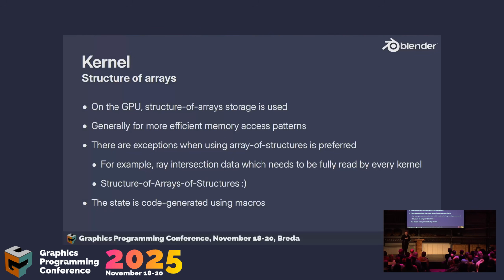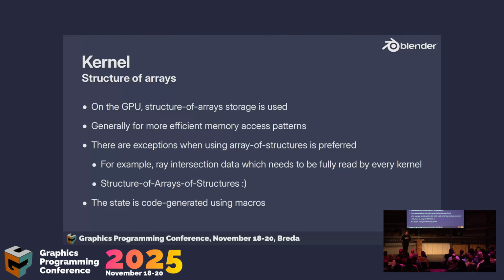There are a few exceptions, when your kernel needs to read the entirety of the structure. For example, the entirety of the ray intersect, where you have a little UV and maybe an object ID. For those cases, it turned out to be more efficient to store the data as an array of structures. So overall, it becomes a structure of arrays of structures, which is quite fun.